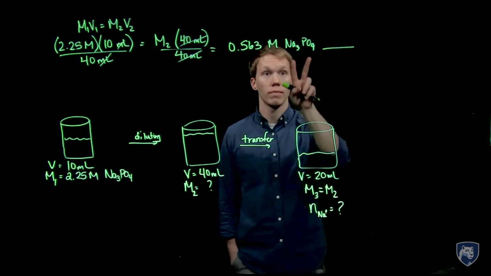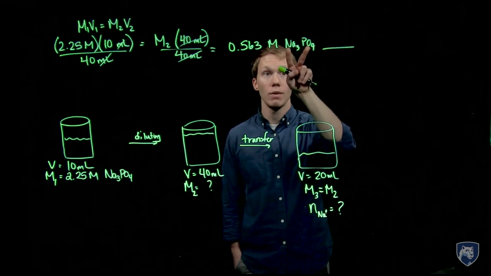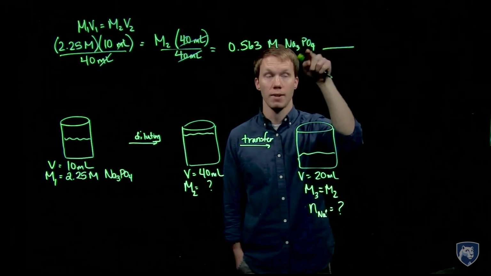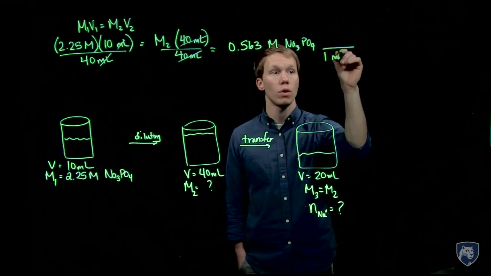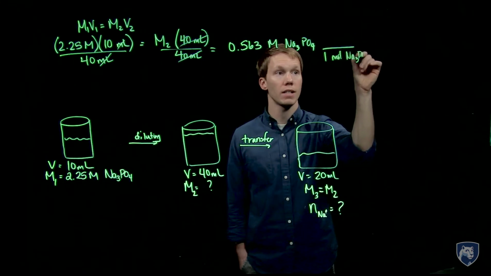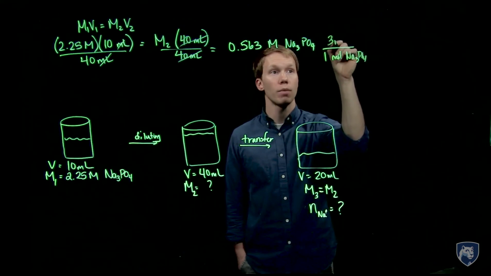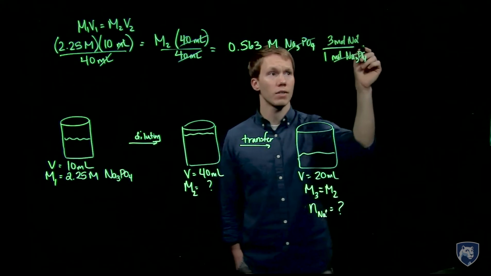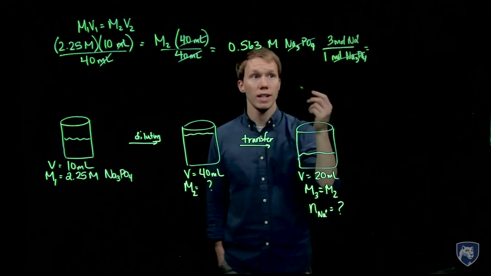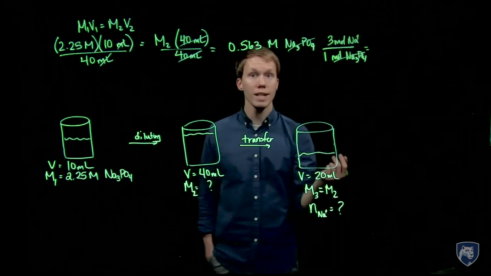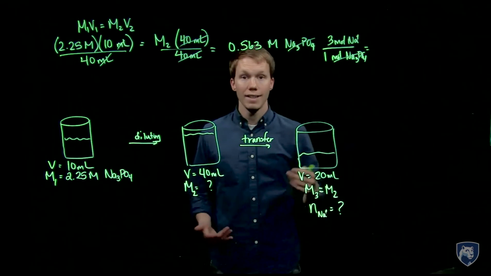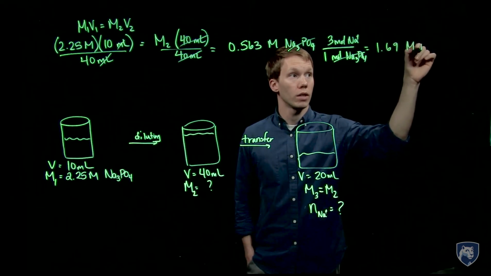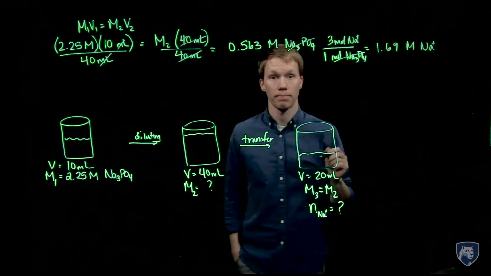to sodium by accounting for ion concentration. So this is an ionic compound. It would dissociate into 3 Na ions and 1 phosphate ion. So for every 1 mole of sodium phosphate, I have 3 moles of sodium cations. So I'm going to cancel that out, and I will essentially have a concentration that is 3 times larger than that. And that concentration is 1.69 molar sodium cations.